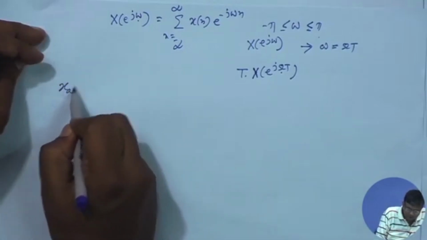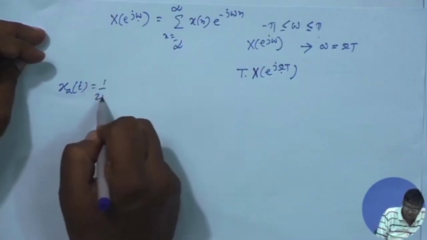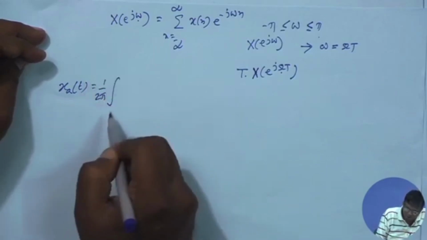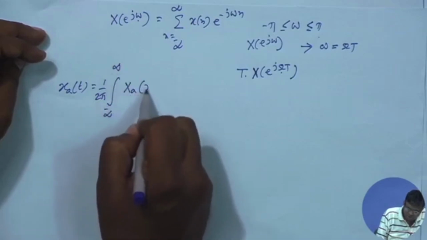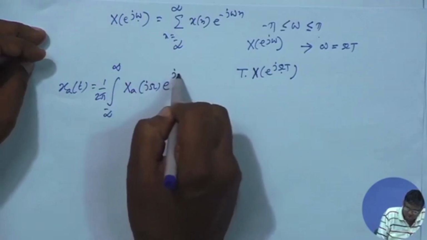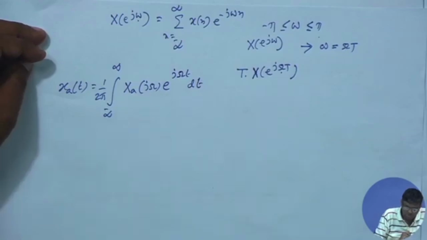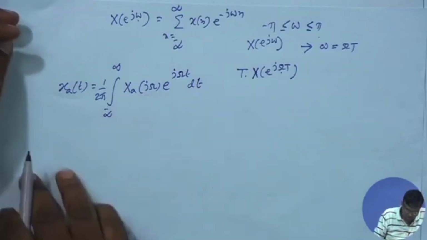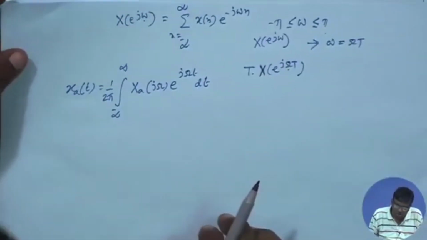Therefore, now look at this original function x_a(t). What is x_a(t)? It is the inverse analog Fourier transform of this, but this is band limited. It is from minus omega h to omega h.